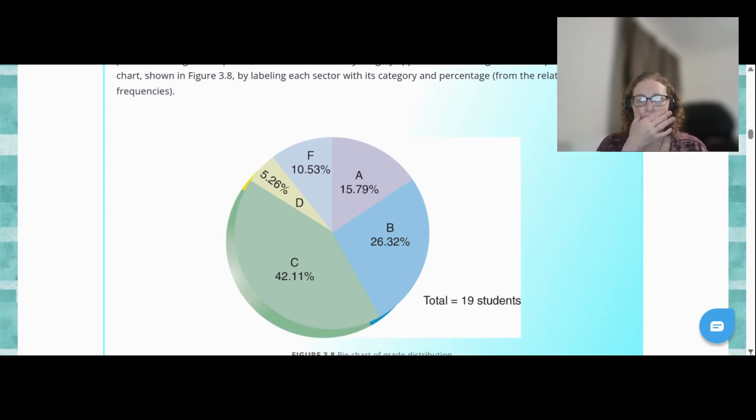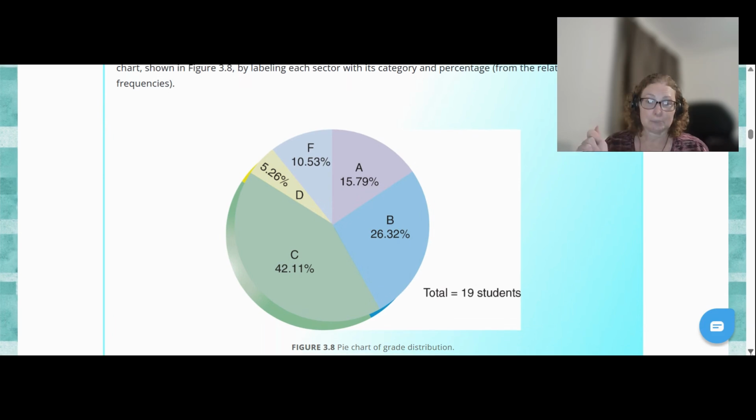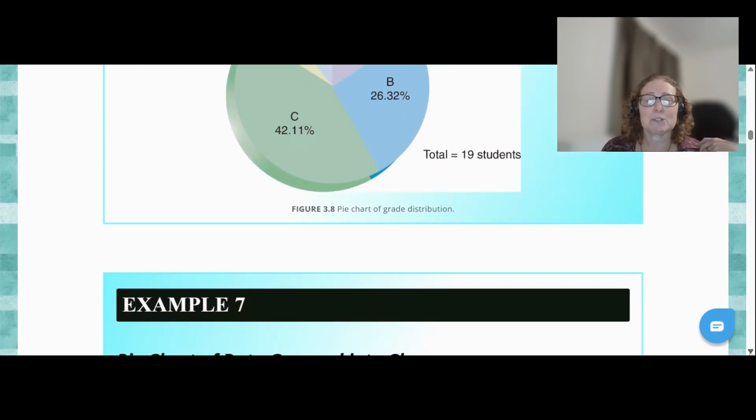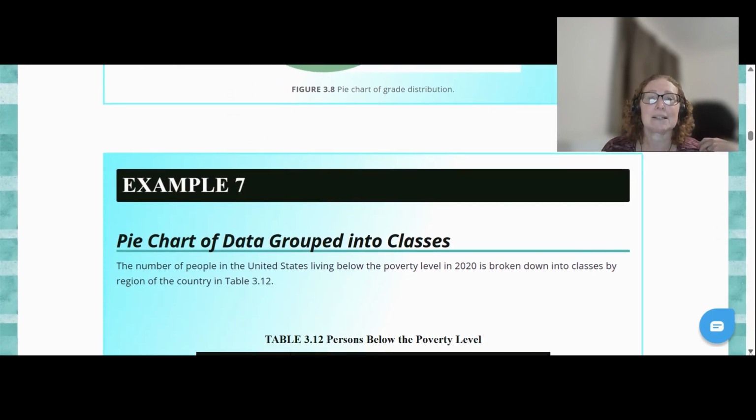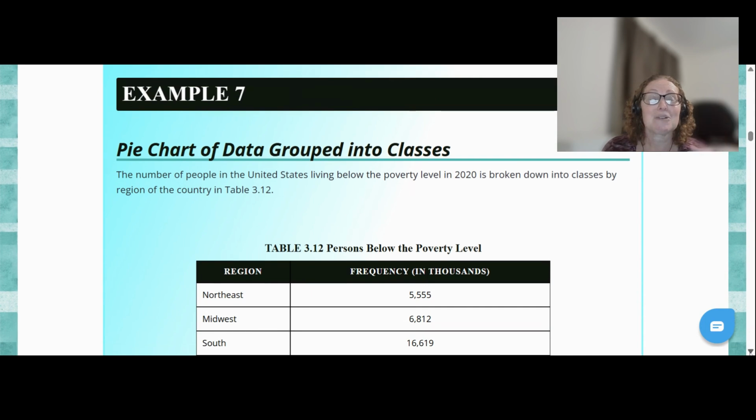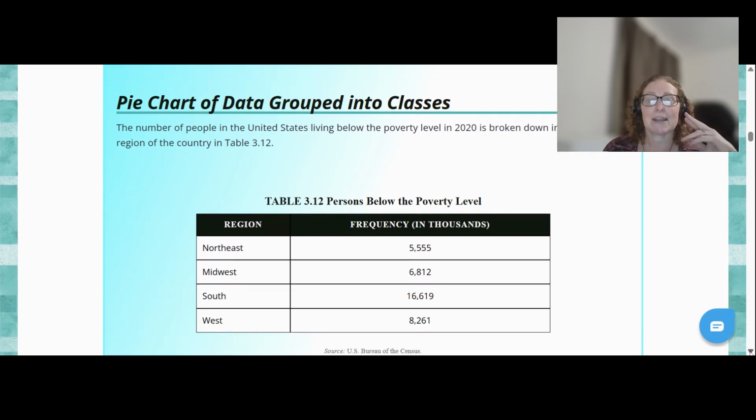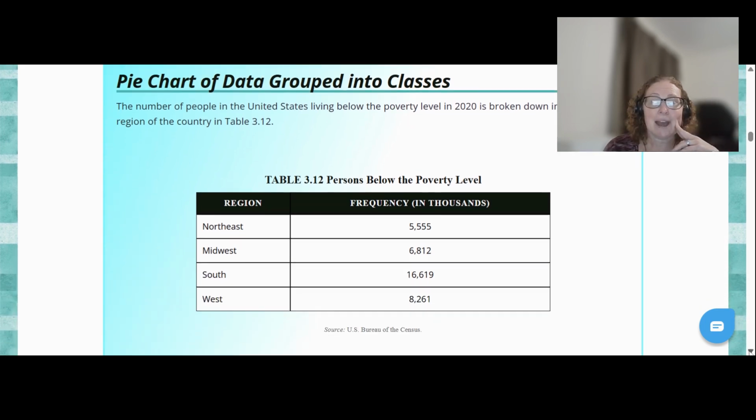And we've even labeled it, which is a great thing to do because it helps to know how many students there were. I mean, 42% of what? Was it 100 students? If you don't mark that on there, it's harder to tell what exactly it would be. So, can we use a pie chart for grouped data? Yes, we can.